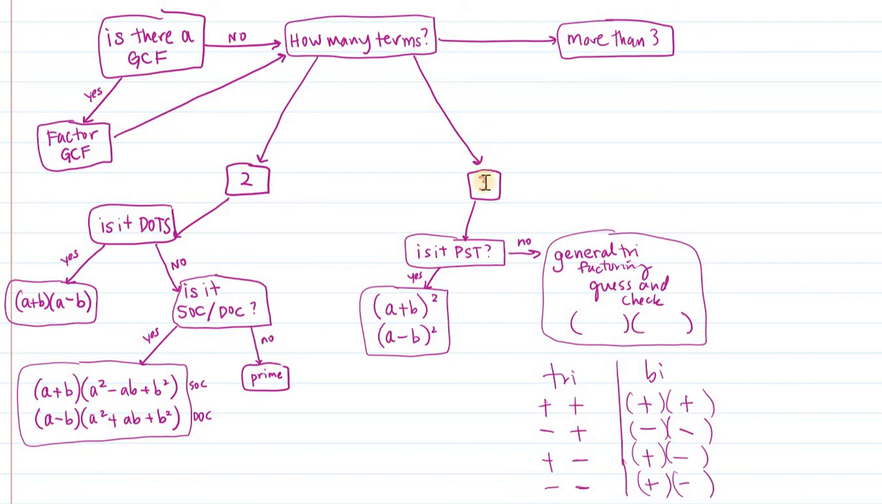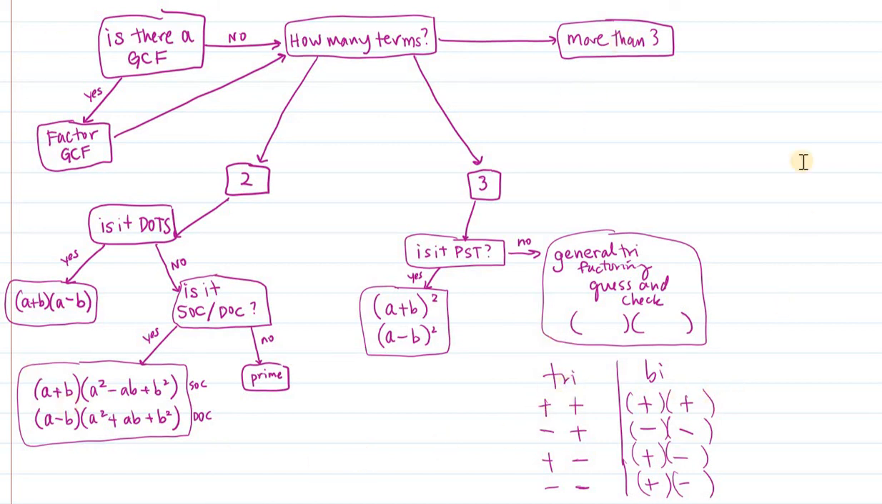Okay, if we go back to how many terms, if the answer is there are 3 terms, the first thing we want to ask ourselves is, is it a perfect square trinomial? If it is, we can use our 2 factoring patterns. This is for a positive perfect square trinomial, and this is for a difference perfect square trinomial. If it's not a perfect square trinomial, then you're going to use your guessing and checking for general trinomial factoring. And here you need to pay attention to whether the a value is more or less than 1. And remember, this chart down here is how you can work on your signs.